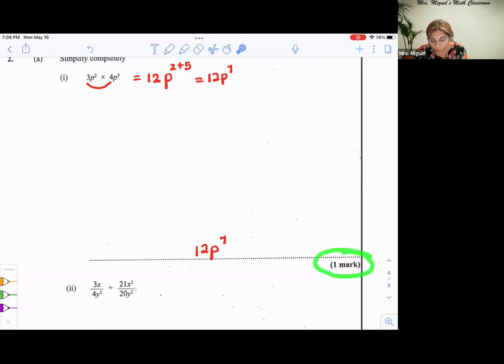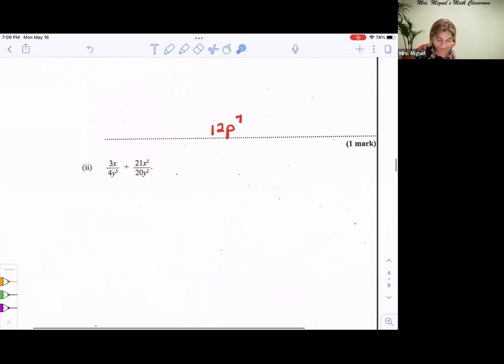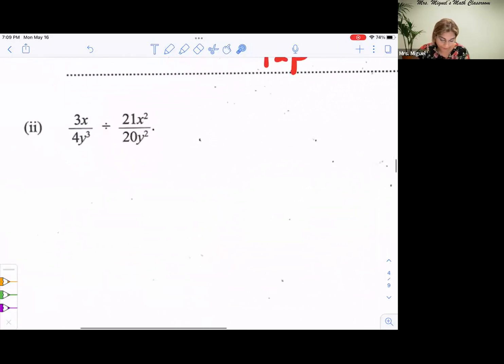So although this is 1 mark, it still counts, right? So we are trying to get as many marks as possible. This one, I believe, is 2 marks. So let's see. Remember, when we divide a fraction, we change the division to multiplication and we flip it. 3x over 4y cubed multiply by 20y squared over 21x squared.